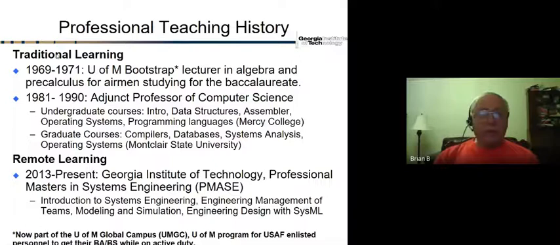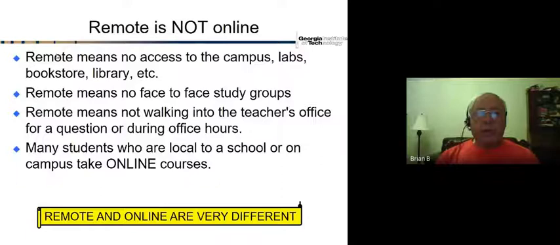First thing I want to do is contrast remote and online. Sometimes people will use the terms interchangeably, but they're really quite different. If you're remote, you are remote. You can't walk into the campus labs. You can't walk into the bookstore. You have no physical access to the library. All study groups are online in Microsoft Teams breakout rooms or something like that. You can't walk into the teacher's office and ask a question.